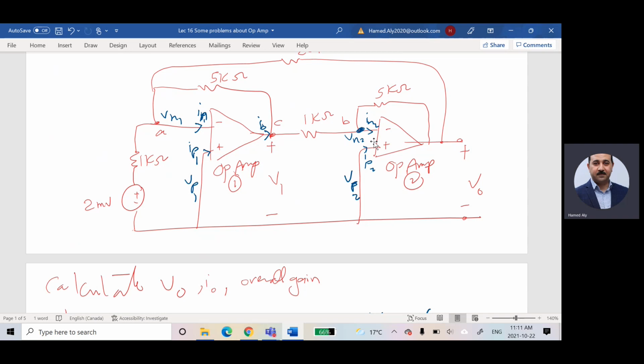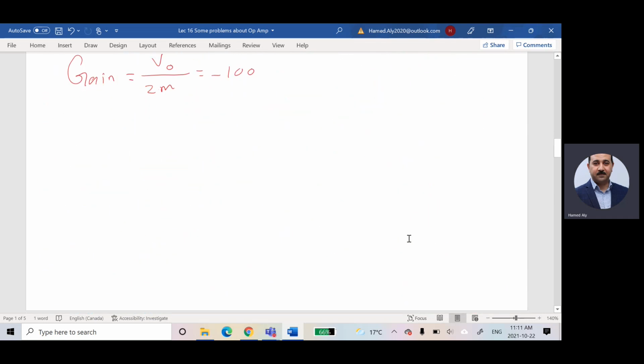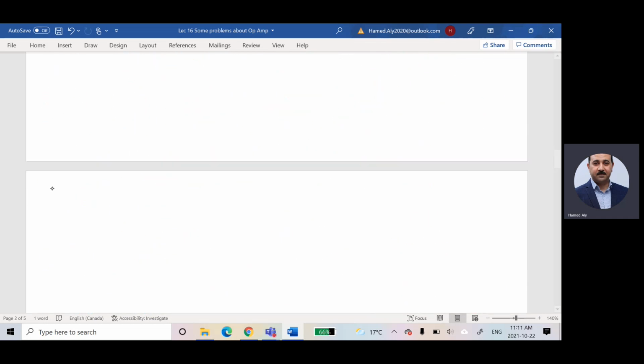Yes. If we want to calculate the gain by the op-amp 2, we will divide VO by V1. You will find this voltage first and divide both of them. Any question, guys? Let us see another problem, which is dealing with a similar story.